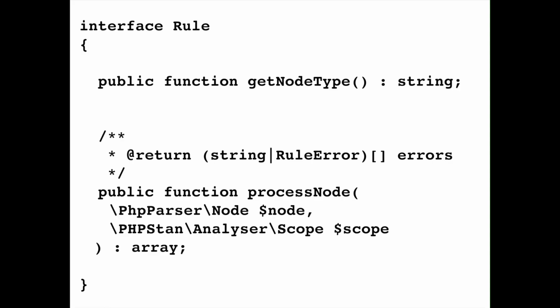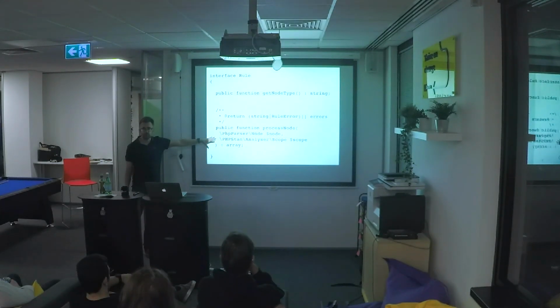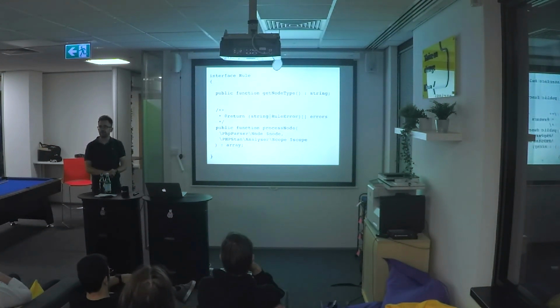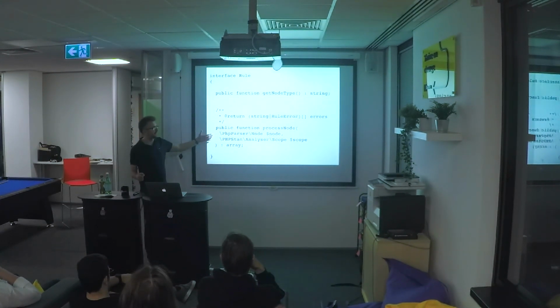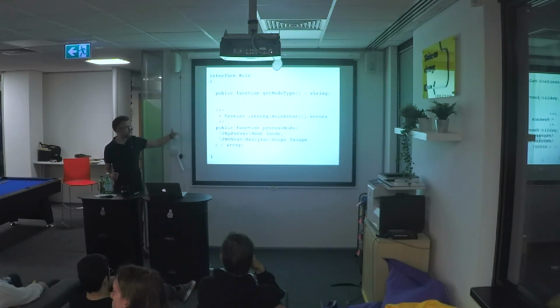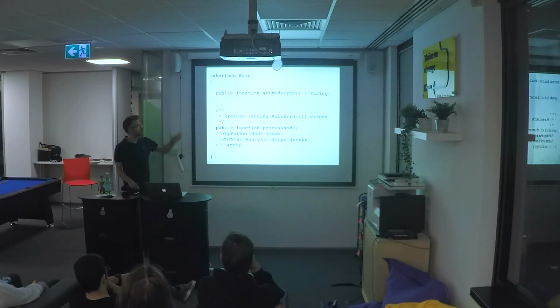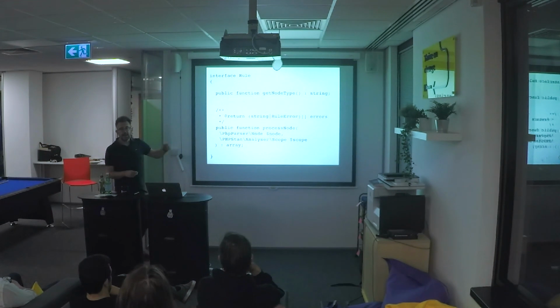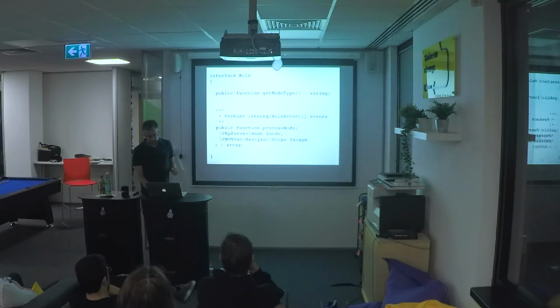So a rule complies with this interface. First of all, we say get the node type that I'm interested in. And then it processes the node. It gives information about the node and something called scope, which we'll look at later. And the process node method just returns an array of the errors it's found. So if it hasn't found any errors, it returns an empty array. And if it's found some errors, it will return an array of one or more errors. So to create a PHPStan rule, we provide an implementation of this rule interface. PHPStan itself has probably got 200 or 300 rules, and they're all based off this.